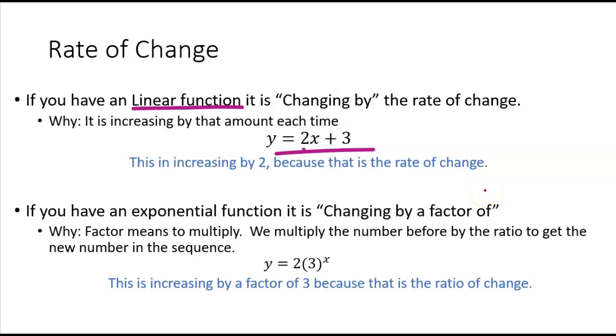If you have an exponential function, it is changing by a factor of. If I see this word factor of, I know it has to be exponential. Factor means to multiply. We multiply the number before by the ratio to get the new number in the sequence. So here we always look for the ratio it's changing by, which is b. This says it's increasing by a factor of 3 because that's the ratio of change.